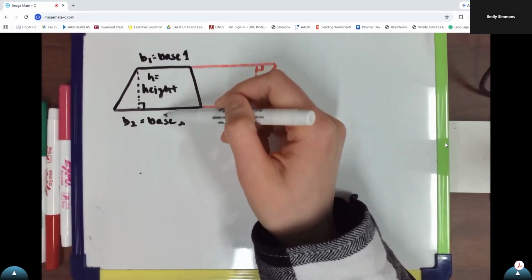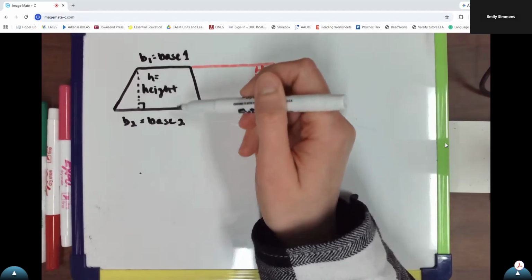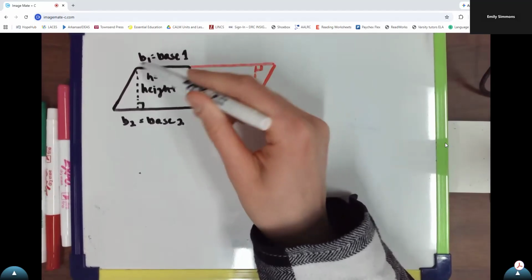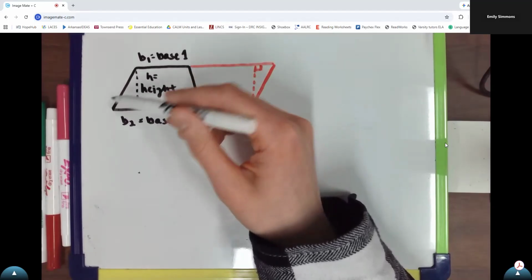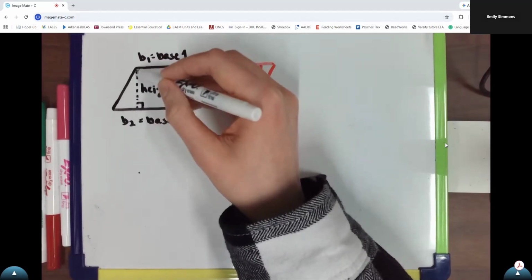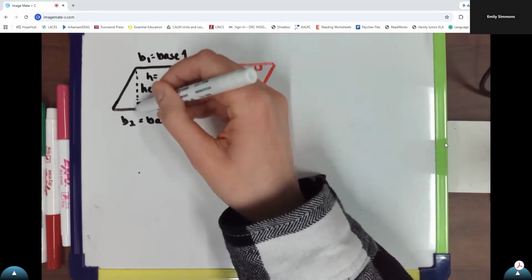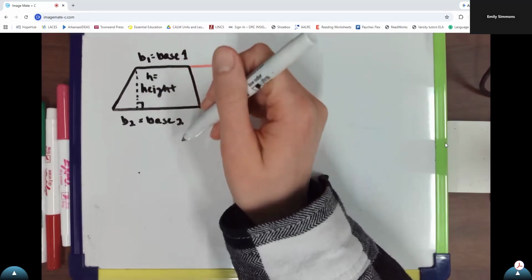And these are both called base, pretty much because if we flipped our trapezoid, it could sit on this one or it could sit on this one. These two sides are not bases because they don't intersect with the height. This one intersects with the height at the top, and this one intersects with the height at the bottom, so that makes two bases.